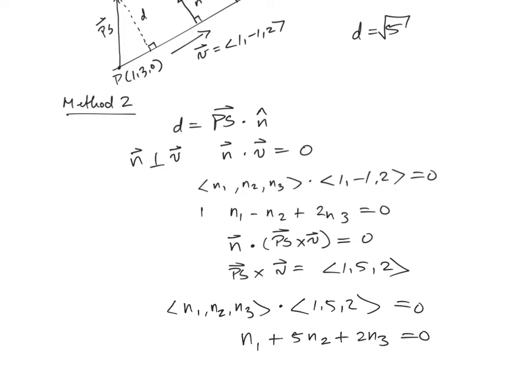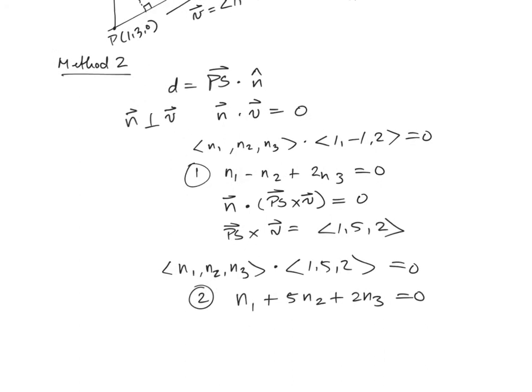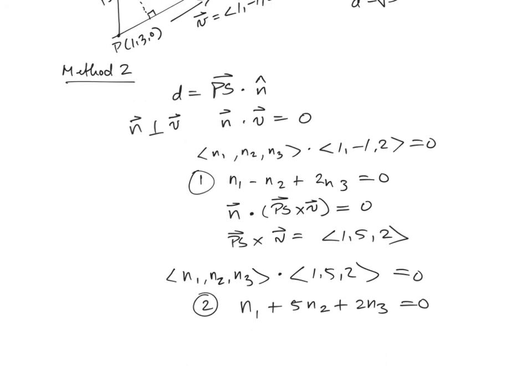So now I've got two equations: this one up here, and this one down here. I could, for instance, difference those equations. Equation 1 minus equation 2 will give you 6n2 equal to 0, which means that n2 is equal to 0.